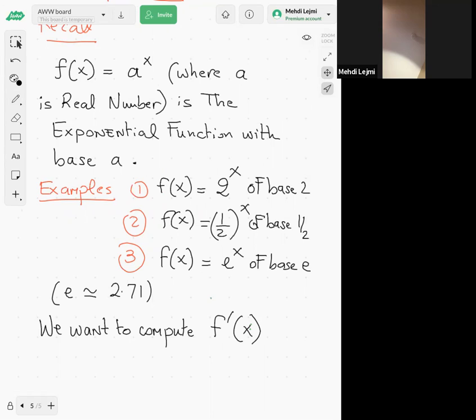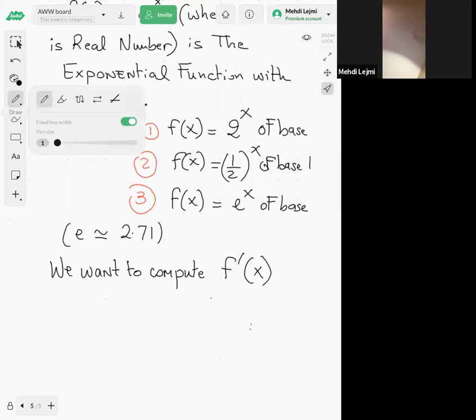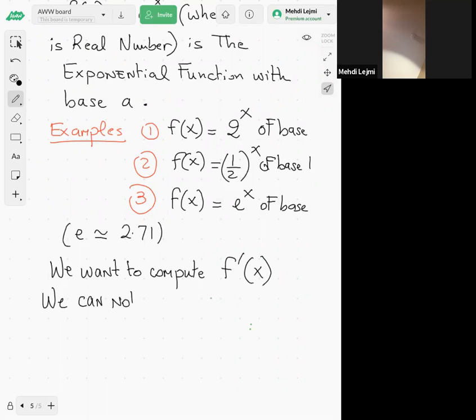So here, guys, be careful. Here we cannot apply the rule we have for the power. This is not x to the power n. This is some number to the power x. So this is different. We cannot apply the rule for x to the power n, because when you have x to the power n, here x is the base.